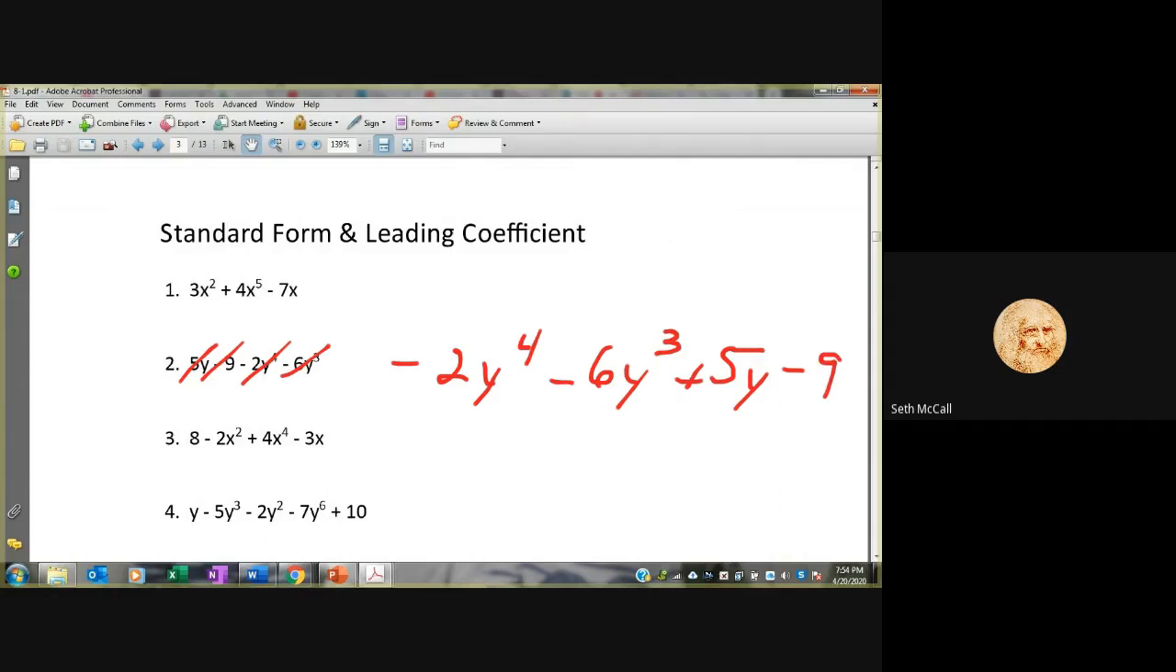It goes from y to the fourth, y to the third, y to the first, and then the constant. It is okay for them to jump. Notice there's no y squared in there. That is fine. It's not a big deal that there's nothing there.